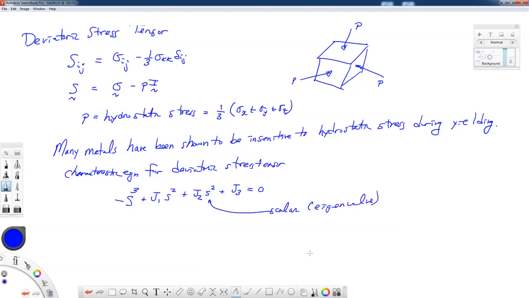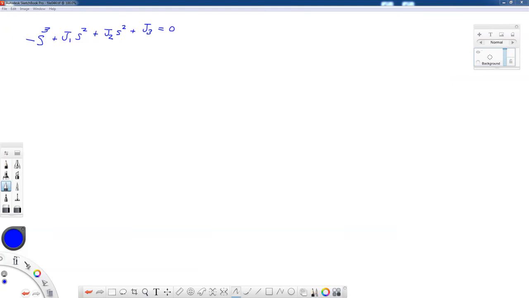Okay, so take care with the notation. When I put a ij or a squiggle underneath it, that's the tensor. When I don't have anything underneath it, that's a scalar. So we can define J1, J2, and J3 in the same way that we defined I1, I2, and I3 for the stress tensor. Alright, so let's write those down, and we can write them down in the same way.